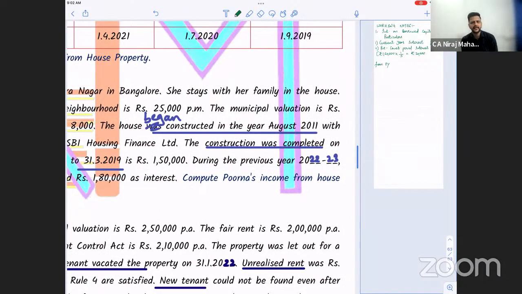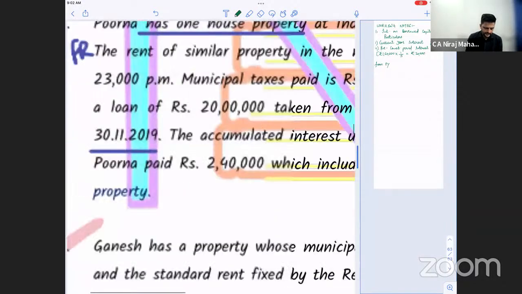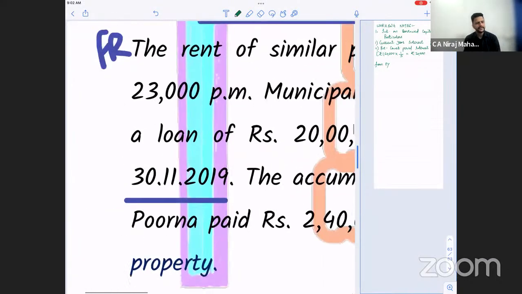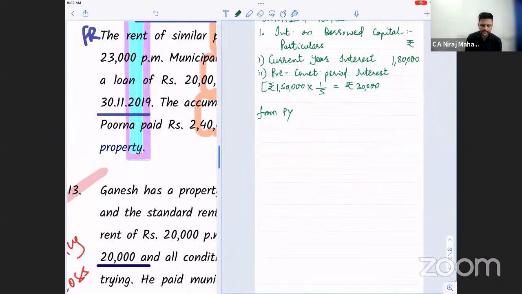The construction began on August 11. The construction was completed on 30th November 19. So you are allowed pre-construction period interest from the year in which construction was completed. Construction was completed on 30th November 19, that is financial year 1920. Do you remember the rule? Pre-construction period interest is allowed as 1/5 from the year in which construction was completed, from PY 1920.